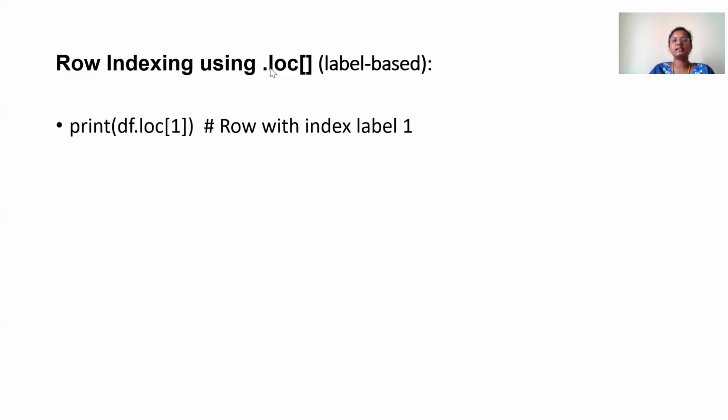The syntax that you have to use is dot loc. For example, here you can see print df dot loc of 1. The row with the index label 1, whatever is available in that row label will be extracted from here. For example, the student mark. If the student mark is the first row label, then it will be extracted. That is the row indexing using dot loc.